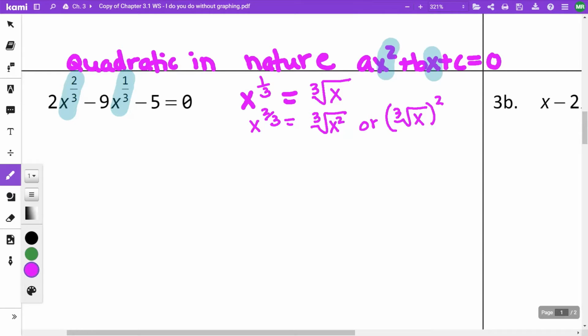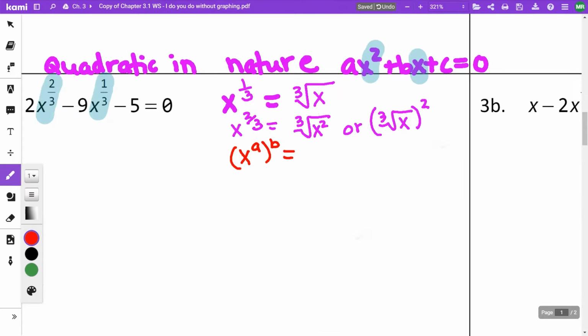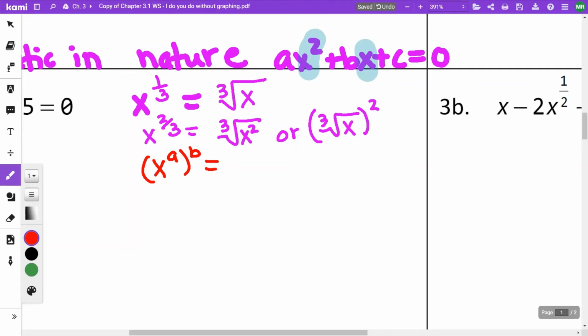Something else to remember, if you have x to the a raised to the power b, laws of exponents, let me just zoom in here for a sec. You are going to multiply those two exponents together. So when I notice that I have an x to the 1/3 and an x to the 2/3, again, x to the 1/3 is a cube root of x. X to the 2/3 is a cube root of x squared. There's my square.